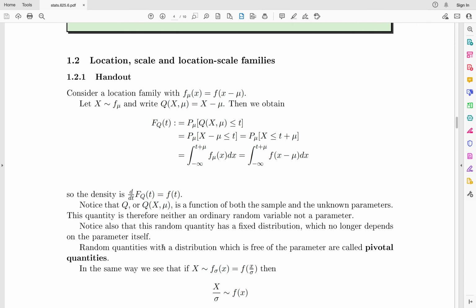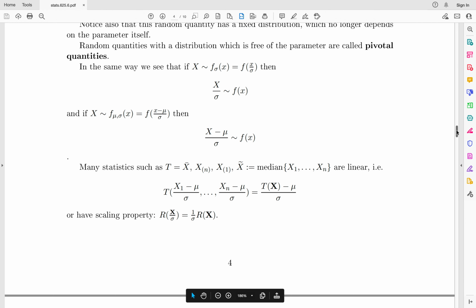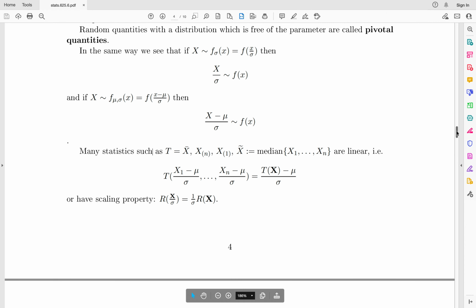And similarly, for a scale family, we need to divide by the quantity and we get exactly the same result. Now, there are some statistics which play a special function here, for example, statistics which are linear, and they may be linear only up to the absolute value of the scale parameter, but that's fine. We're only looking at positive sigmas anyway.